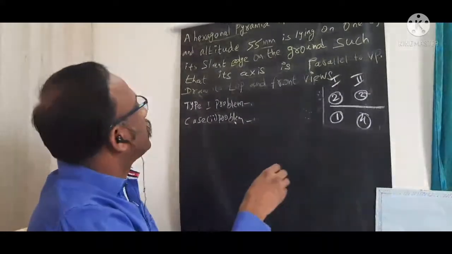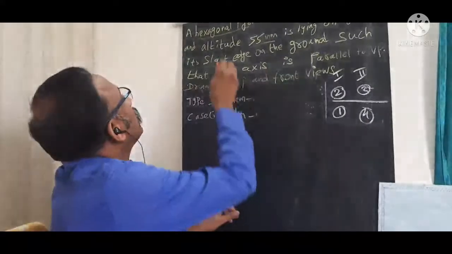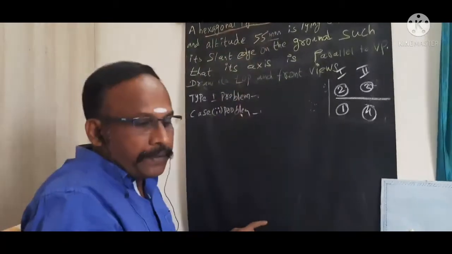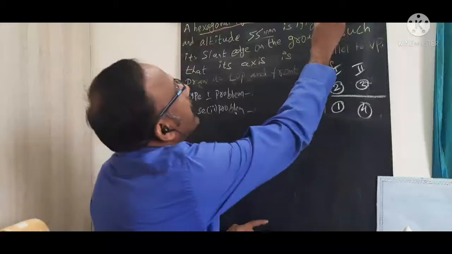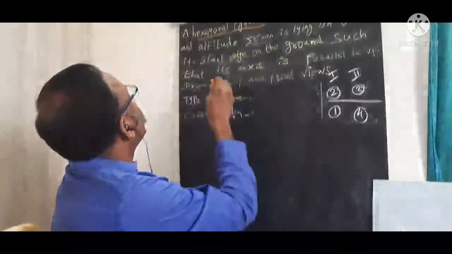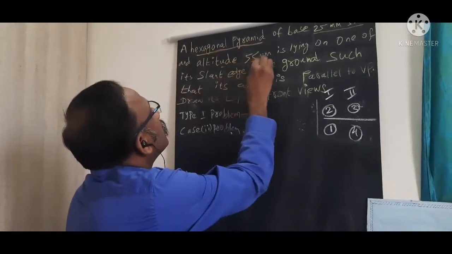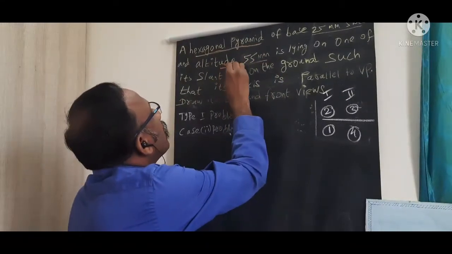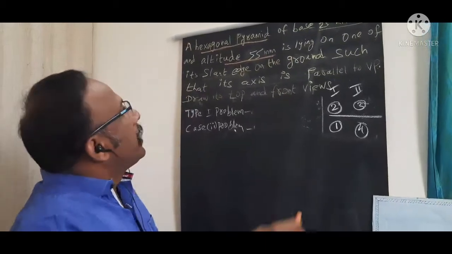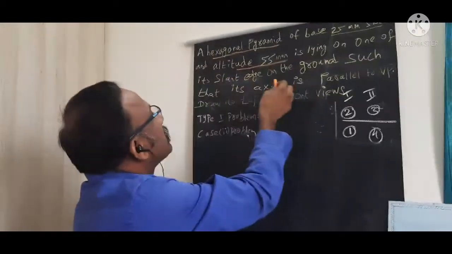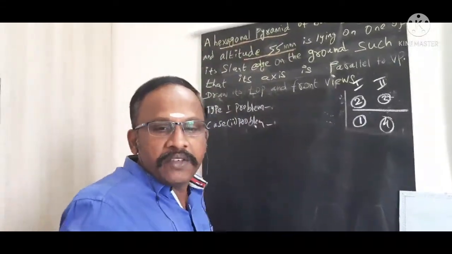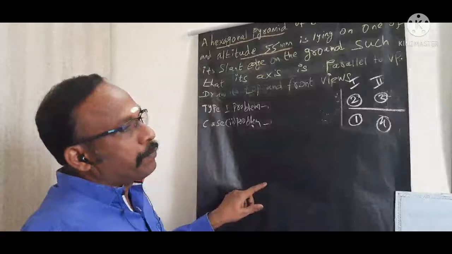What we understand from the given data is the object. The object is given as a hexagonal pyramid, right? Second thing, base 25 mm side. So the hexagonal pyramid has 25 mm side, whose altitude, that is nothing but height, or axis length, is 55 mm. It is lying on one of its slant edges on the ground. So from this we need to identify whether it is a type 1 or type 2 problem.